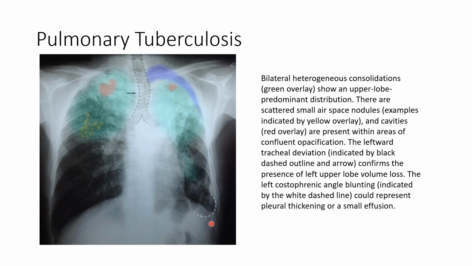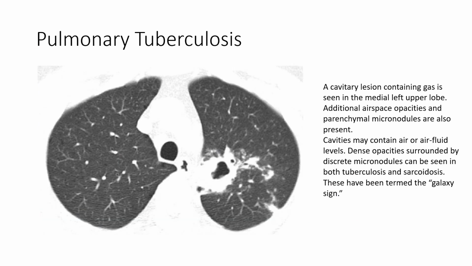The left costophrenic angle blunting, indicated by the white dashed line, could represent pleural thickening or a small effusion. A cavitary lesion containing gas is seen in the medial left upper lobe. Additional airspace opacities and parenchymal micronodular opacities are also present.